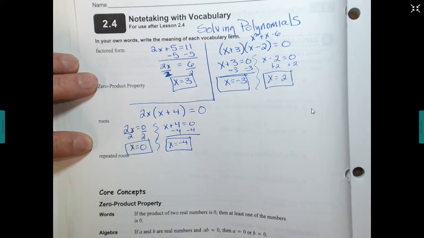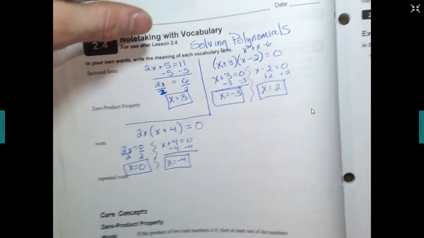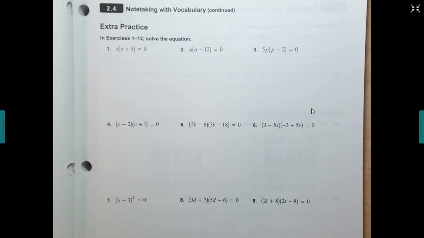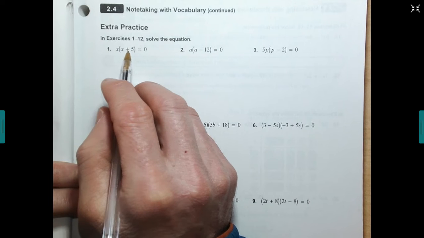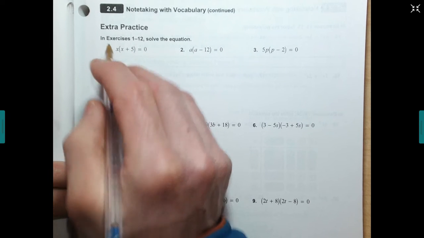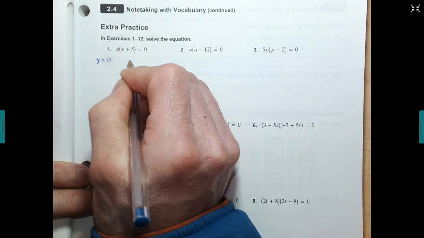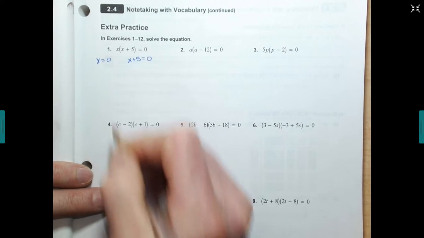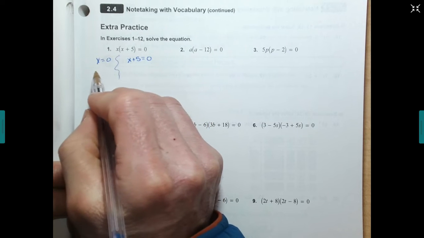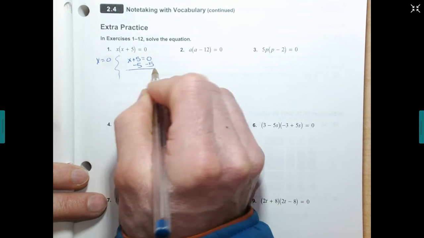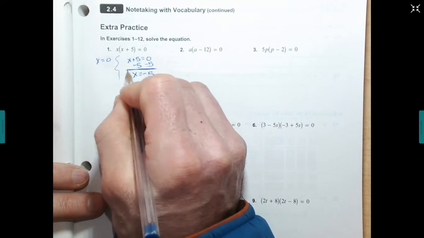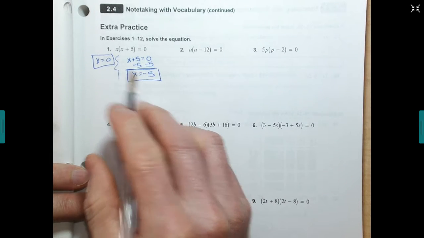So that's how you solve polynomials. So for today, we're going to be doing the first page here. We're solving these polynomials. All right, starting out right here, we have x times the quantity x plus 5 equals 0. So I'm going to split this into two equations. x equals 0 and x plus 5 equals 0. Well, that one's already solved. x equals 0. Minus 5 on this one, and I get x equals negative 5. So my two answers are x equals negative 5 and x equals 0.